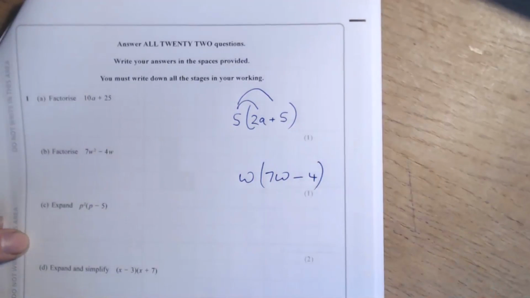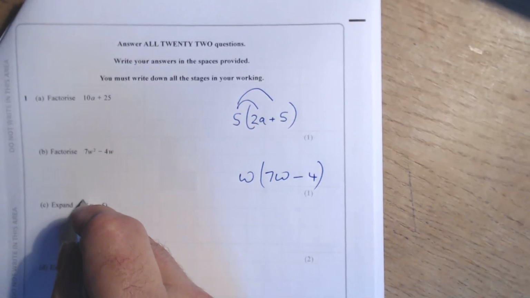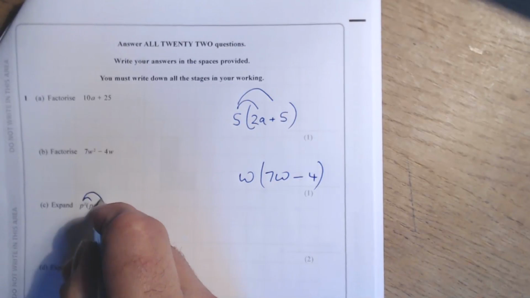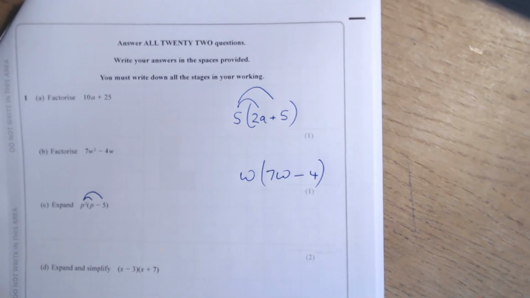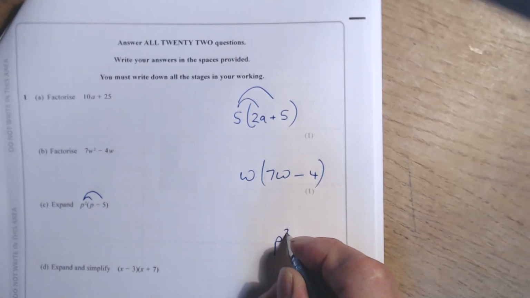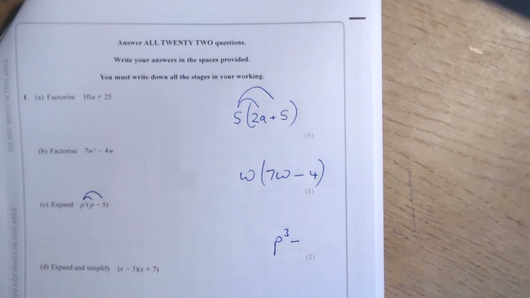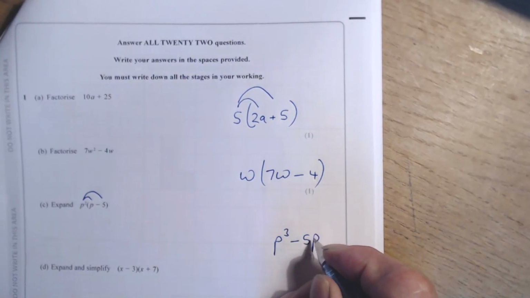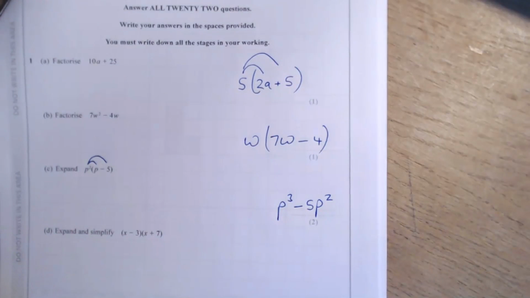Okay, so part C, we're expanding the brackets. So p squared times p, then p squared times minus 5. So p squared times p is p cubed. Get the sign right, it's a minus, and p squared times 5, 5 times p squared, is just 5p squared. Now for part D.